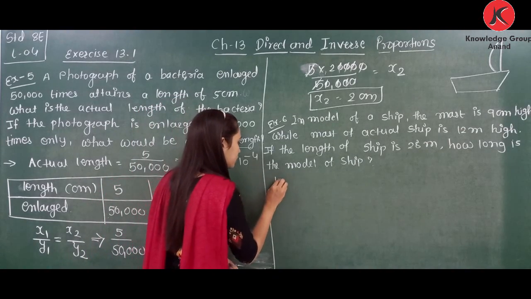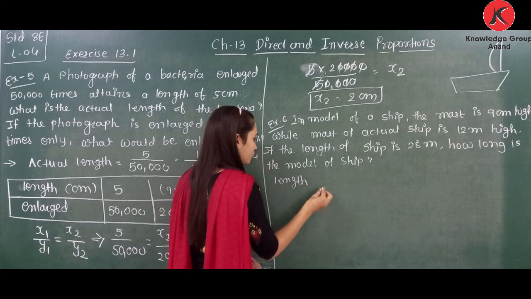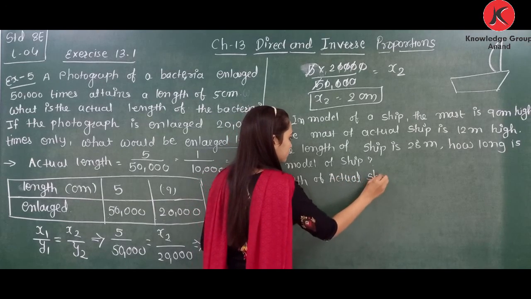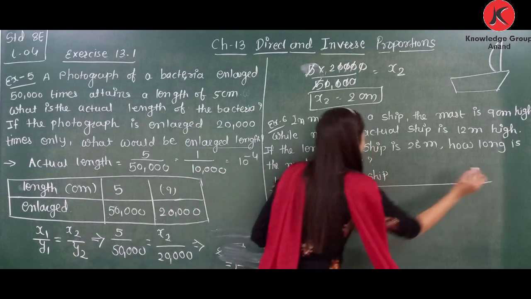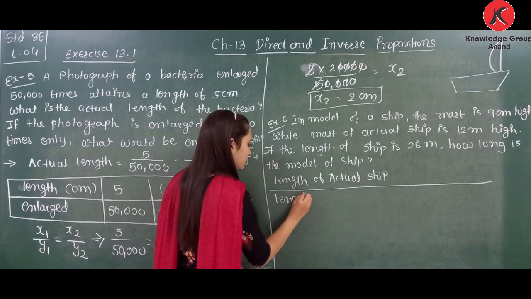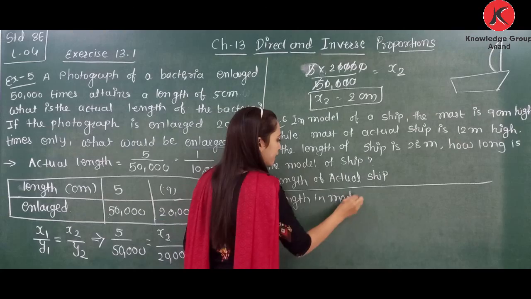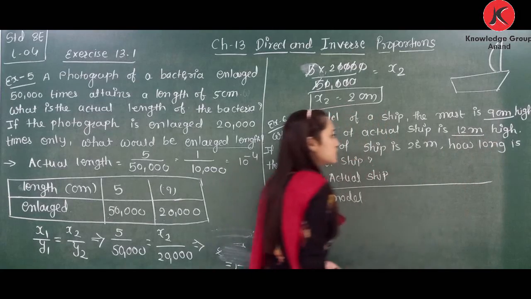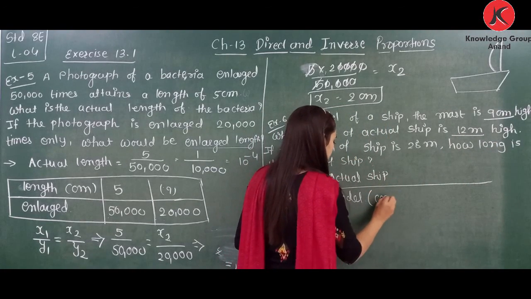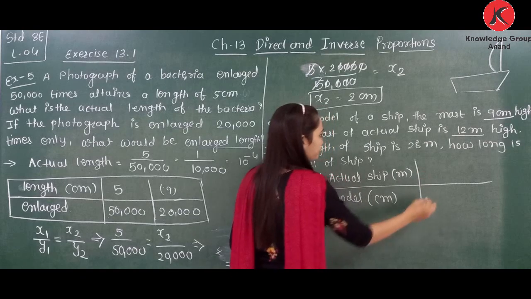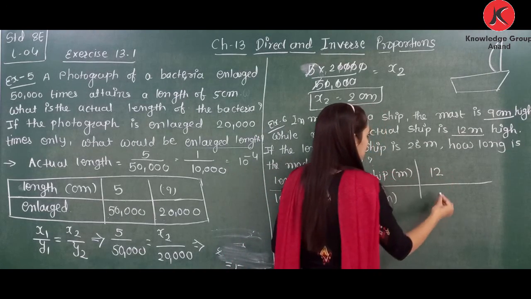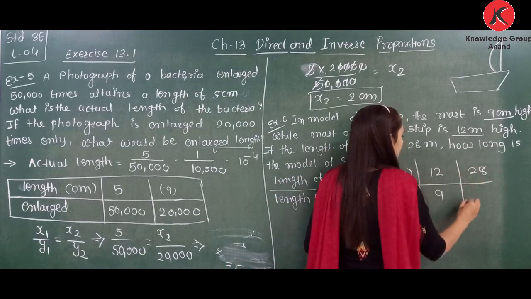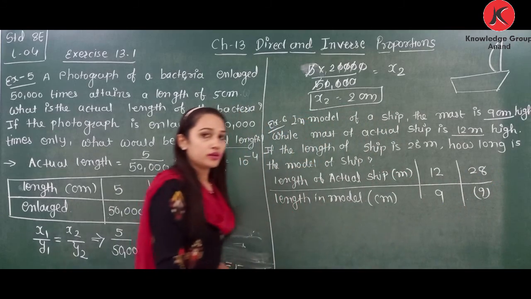So we can write the length of the actual ship and the length in the model. Now you can see the length in the model is given in centimeters and the length of the actual ship is in meters. So we need to write this one in centimeter and this one in meter. So when it is 12 meter, the length of the mast is 9 in the model, and we need to find, when the ship is 28 meter, what is the length of the model.